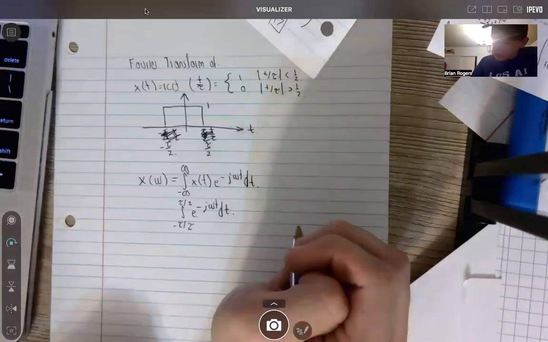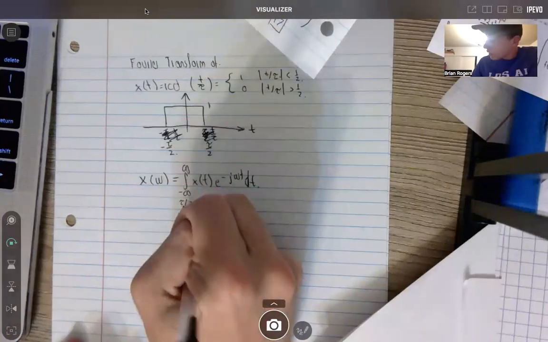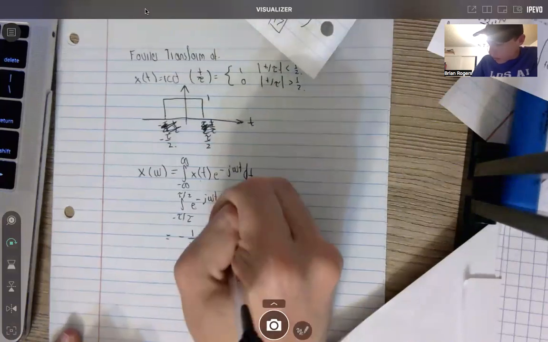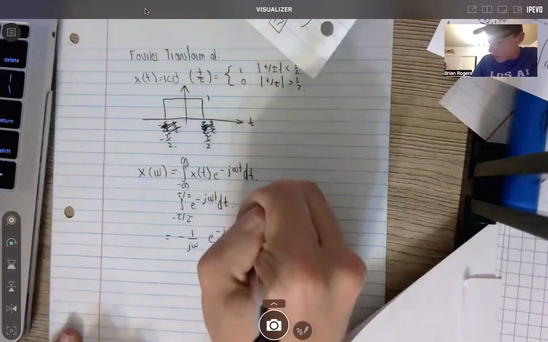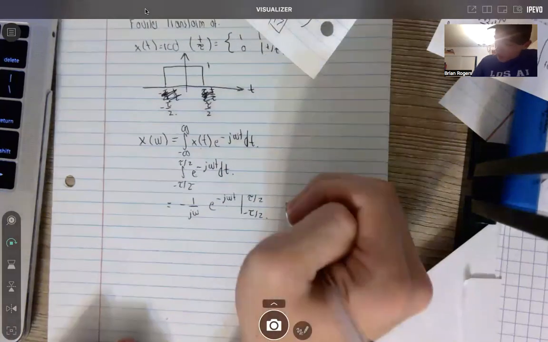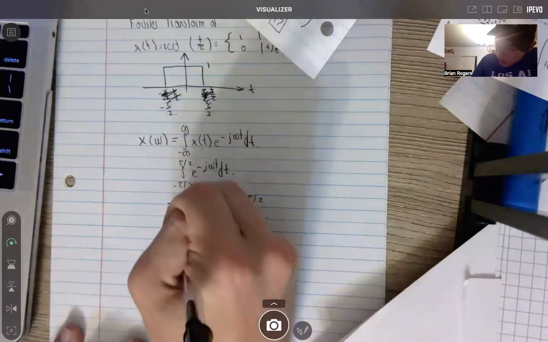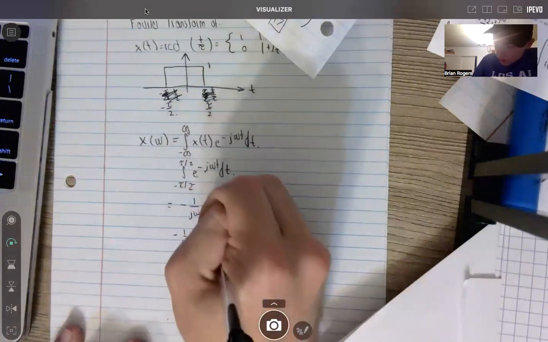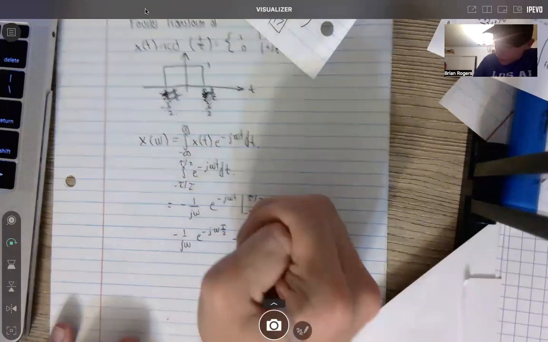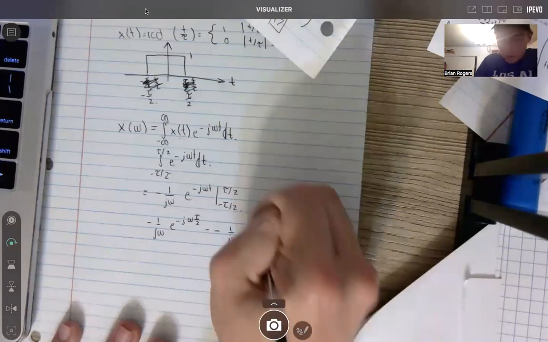Well, this is going to be negative 1 over j omega, and then it is e to the negative j omega t from negative tau over 2 to tau over 2. And when you evaluate this, this is going to be negative 1 over j omega e to the negative j omega tau over 2 minus negative 1 over j omega e to the negative j omega negative tau over 2.